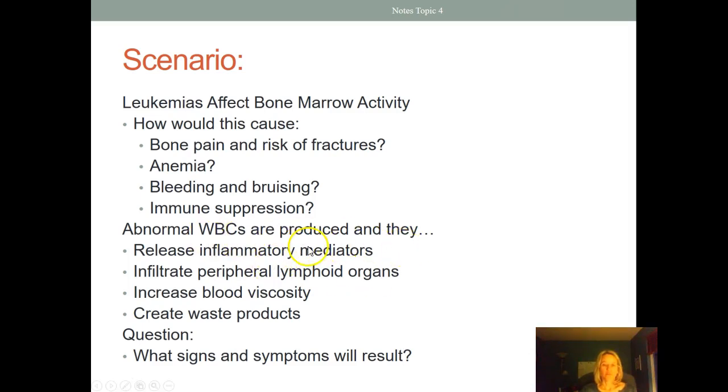Abnormal white blood cells are produced and they release inflammatory mediators. So that could cause like fever. They infiltrate peripheral lymph node organs. Okay, so swollen lymph nodes, swollen spleen, swollen liver, increasing blood viscosity, increased blood pressure, create waste products. We're going to have high uric acid in the blood, and so forth.